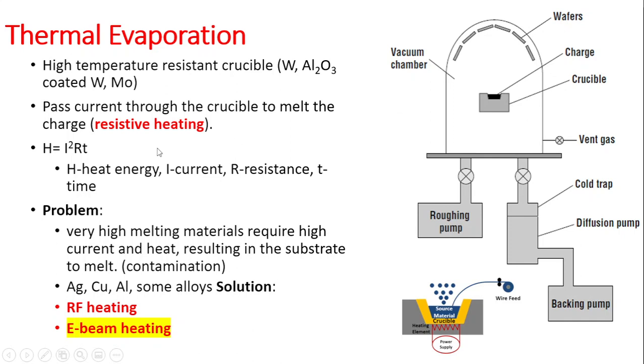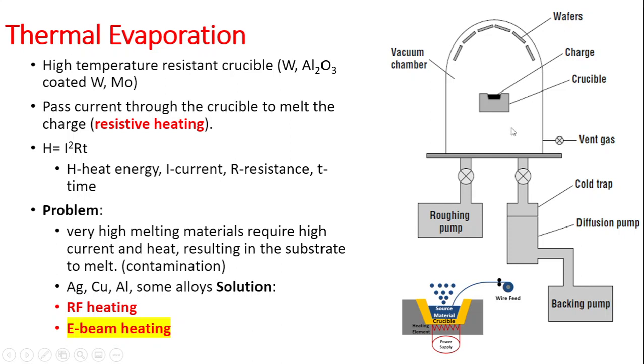And once you put the charge, you basically pass heat through this crucible, and the heating is done by passing current through this crucible. Probably it's like hundreds of amps. And if you know this equation, H is equal to I squared R T, where H is the heat energy, I is the current, R is the resistance, and T is the time. Basically this is called resistive heating. So you pass current, melt, create the vapor, and then the vapor goes and sticks to the wafer at the top. And so yeah, this is the basic principle.